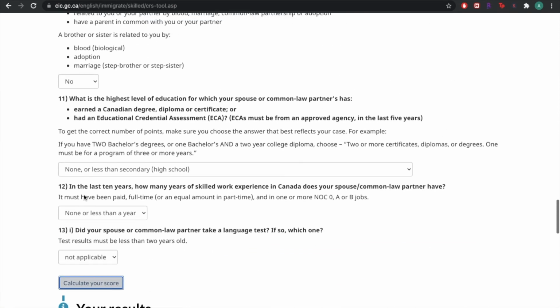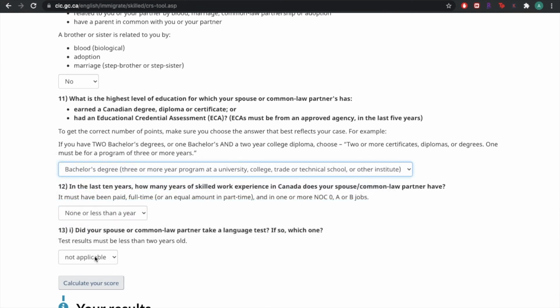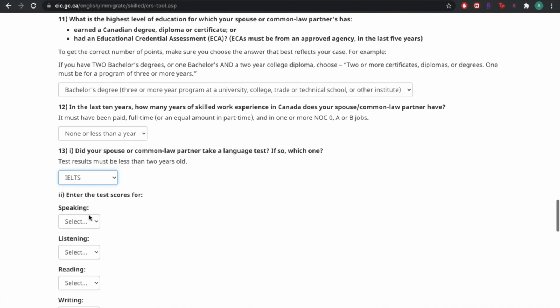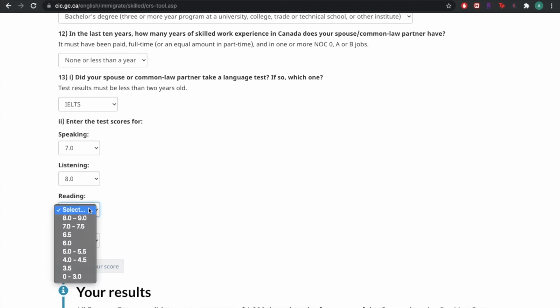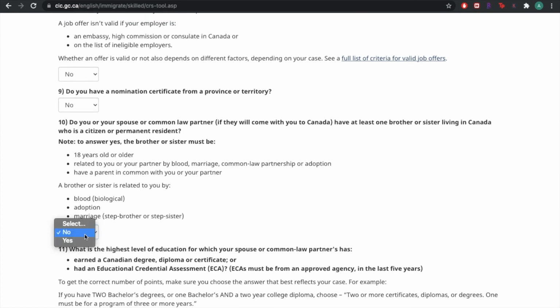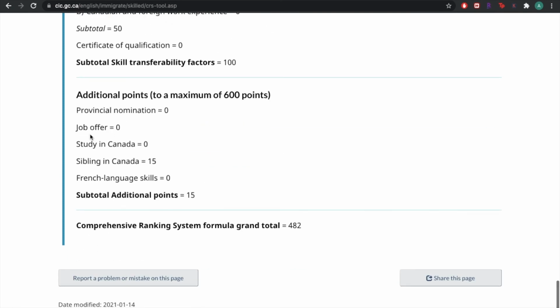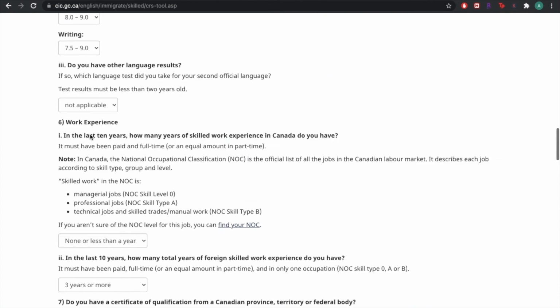We're going to put it back and say that the spouse has a bachelor's degree and they have IELTS CLB 9. That's 7 here, that's 8 here, another 7 here, another 7 here. And then we say they have a sibling here in Canada. Yes, from 467, it's going to jump up to 482 because you get an extra 15 points for a sibling in Canada, which is good. Right now, the score is 482 with a sibling in Canada.